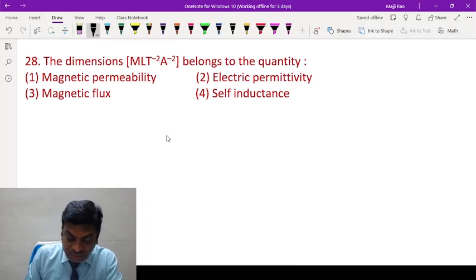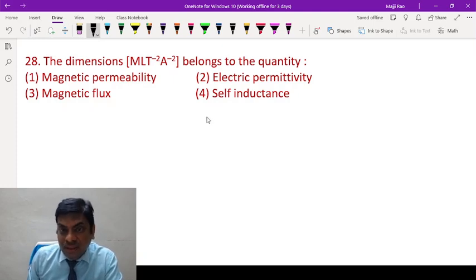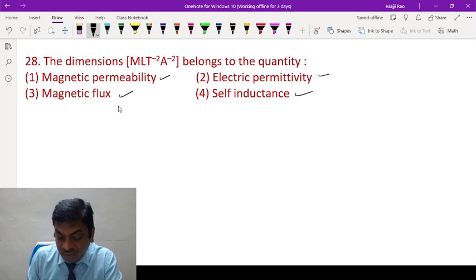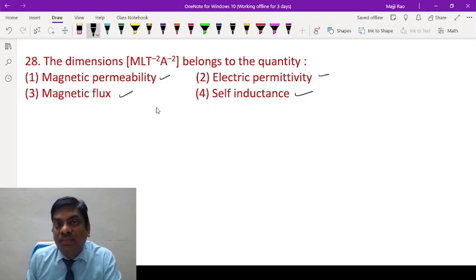Now here students, we have to apply a small trick. Otherwise, what is the general method to solve these kind of questions? You are supposed to find the dimensional formulas of each of these four, one by one, and check whether it matches with the given dimension formula or not. That could be a time consuming process.